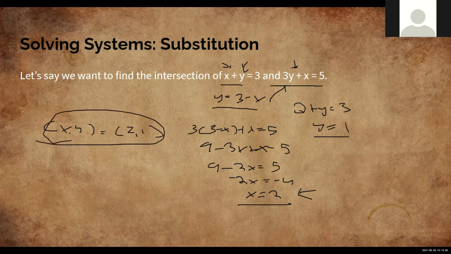I didn't really get it. I got the y equals 3 minus x part, like at the beginning. But then I did not understand how you got 3 times 3 minus x. Like, how did you get that? That's completely okay. Thank you for asking the question.